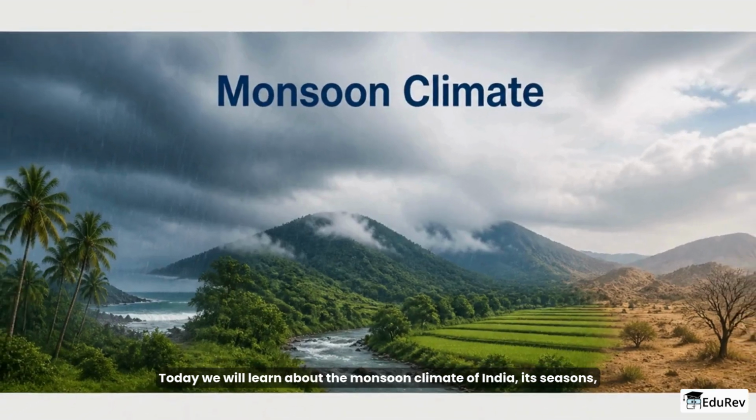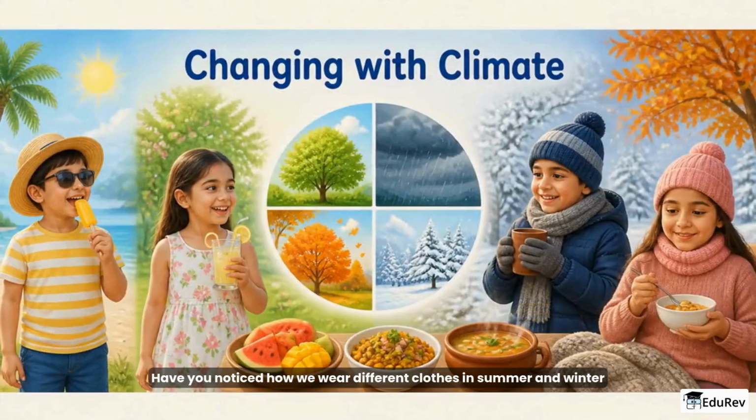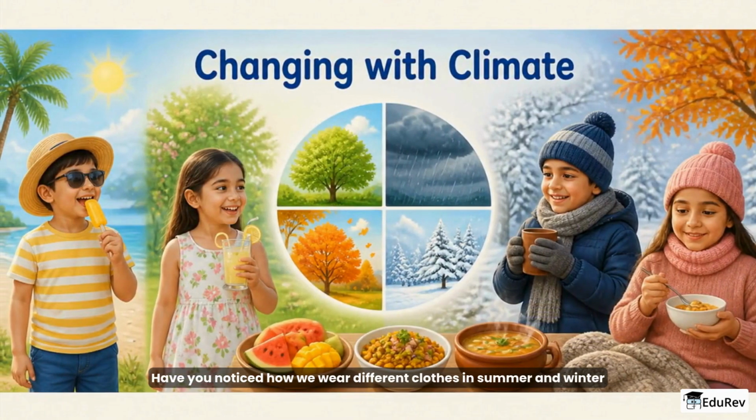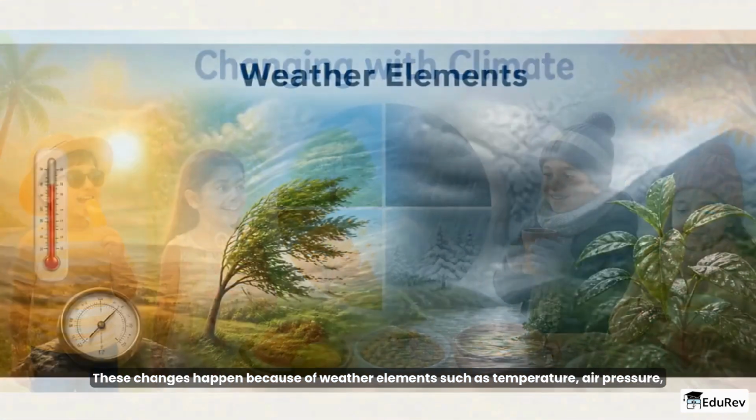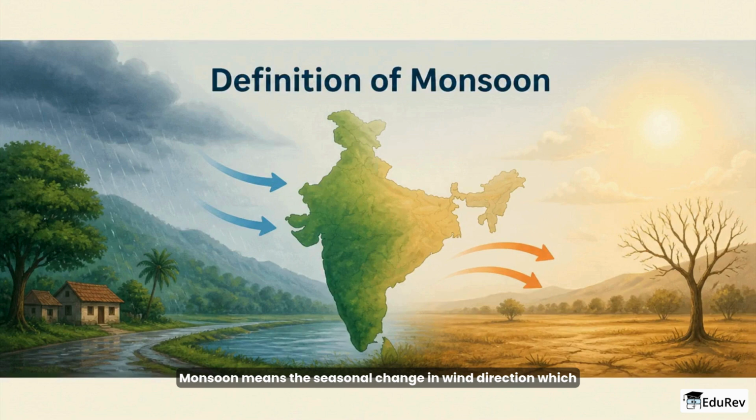Today we will learn about the monsoon climate of India, its seasons, why rains come, and why places differ across the country. Have you noticed how we wear different clothes in summer and winter? And how our food and comfort change with the weather each season? These changes happen because of weather elements such as temperature, air pressure, wind direction and speed, humidity, and precipitation acting together each day. Monsoon means the seasonal change in wind direction, which brings wet and dry seasons to India and nearby regions every year and affects people's daily lives.